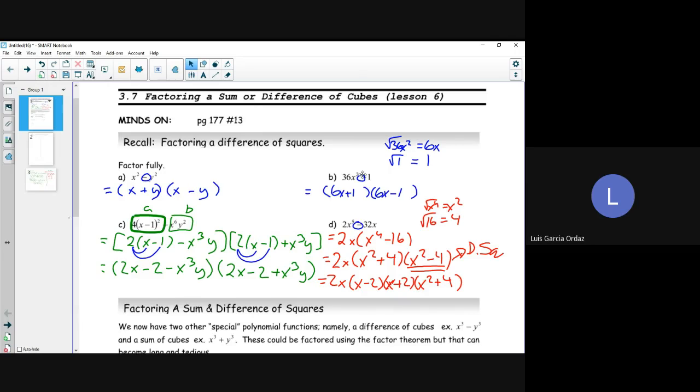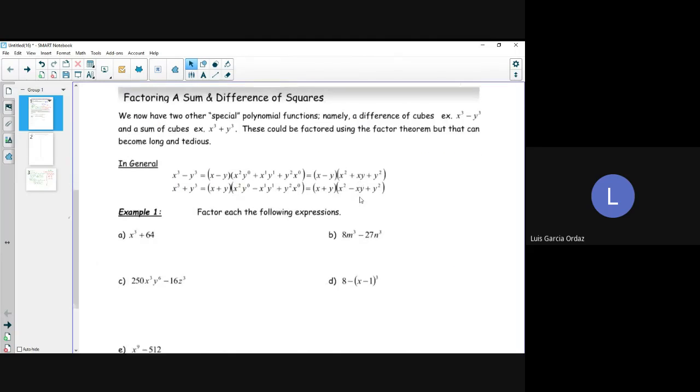So now we're going to get on to the sum and differences of cubes. Factoring a sum or difference of squares we already did. We now have two other special polynomial functions, namely a difference of cubes, x cubed minus y cubed, and the sum of cubes, x cubed plus y cubed.